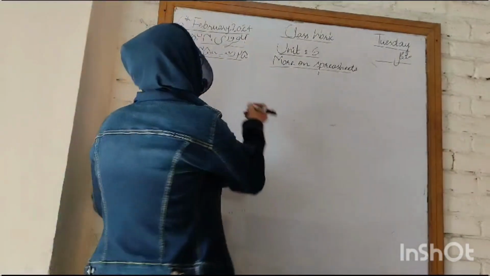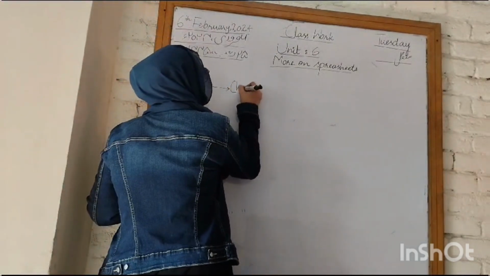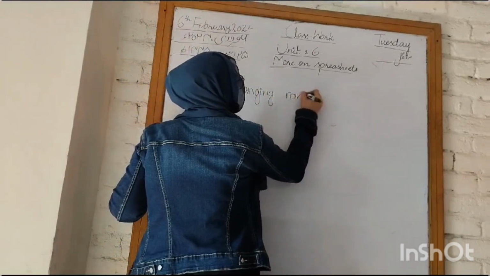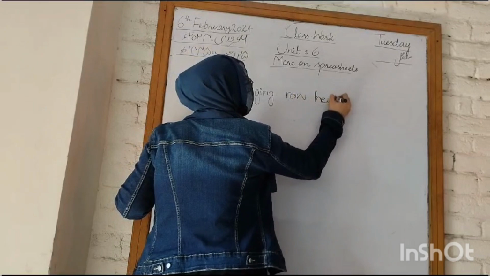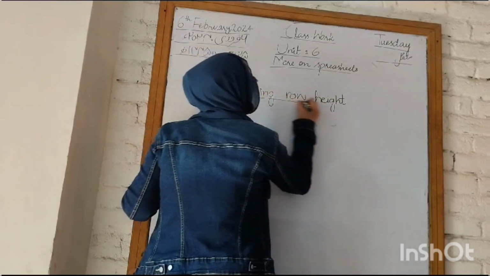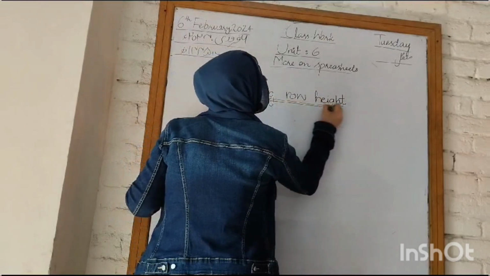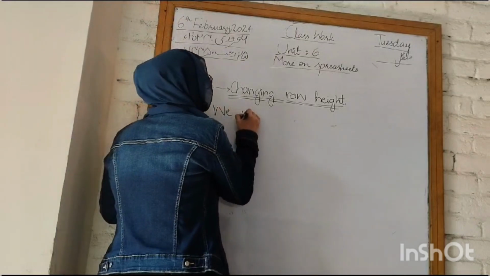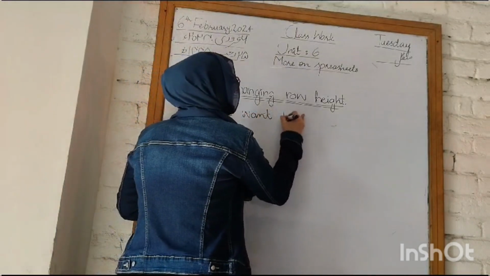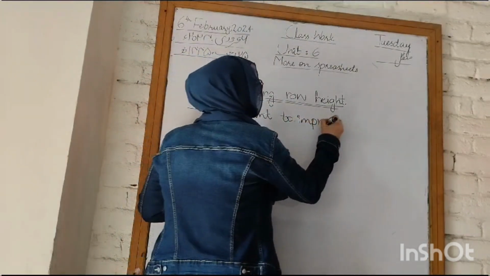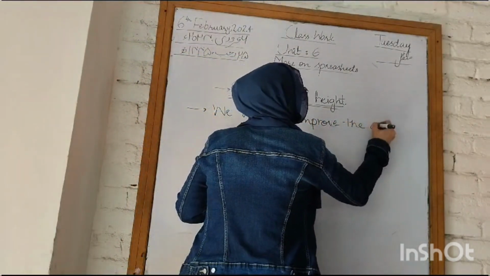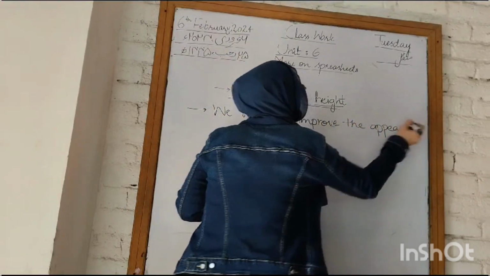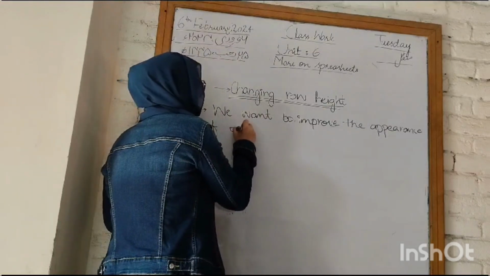So our topic is changing row height. Why do we do this? Because we want to improve the appearance of our spreadsheets.